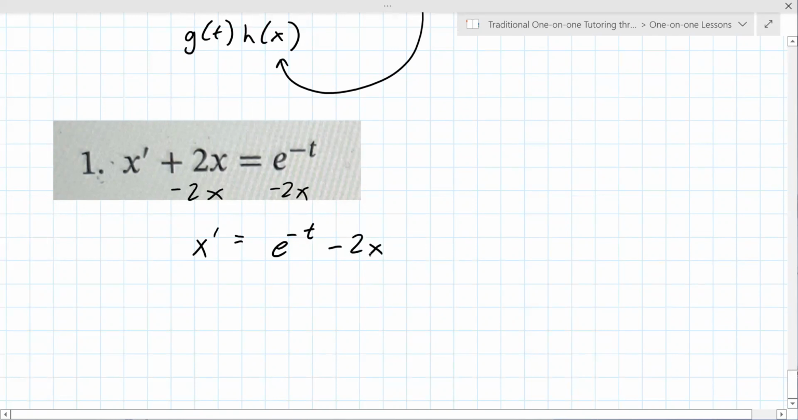Normally you don't add or subtract functions, because that makes it really hard to make them separable. There's no way to make this difference into a product. It's g of t minus h of x, or plus h of x. You can't make it a product. So this one is a big fat no.